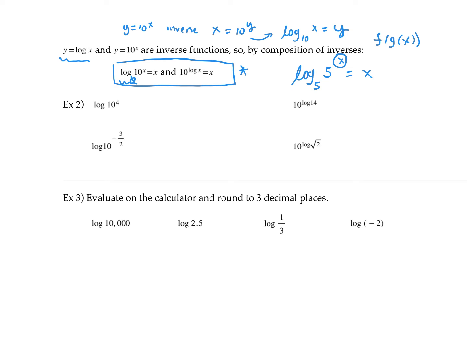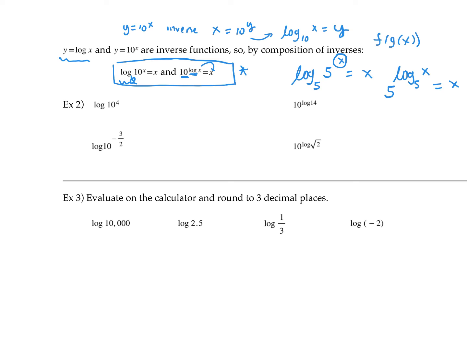Likewise, if we take and we raise our base of 10 to a common log of x, the answer in here will always be what you're taking the logarithm of. Okay, so if it were 5 to the log base 5 of x, this would also be equivalent to x. So just thinking about these two as properties allows us to evaluate everything in example 2.